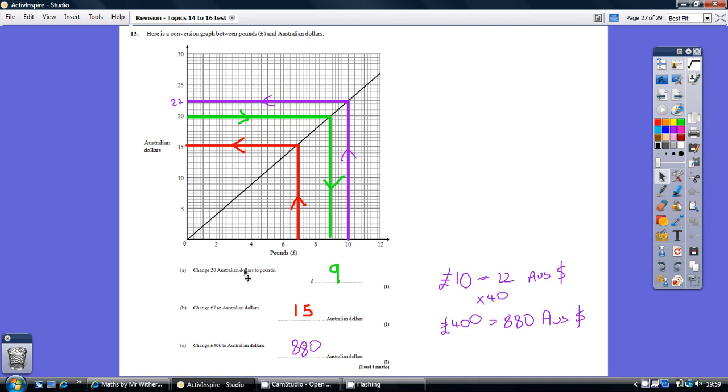So changing 20 Australian dollars, we start with the Australian dollars. That's the one in green. Change £7, that's the red one. And then finally, change £400 to Australian dollars.